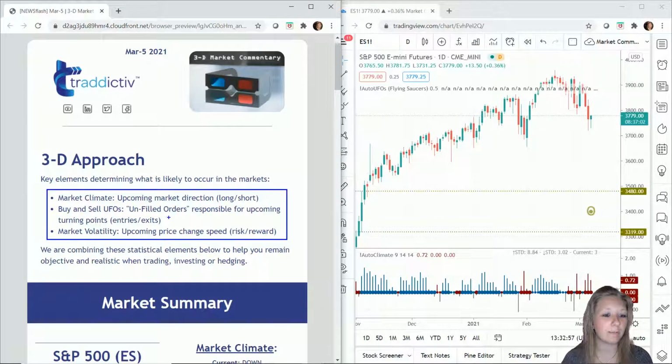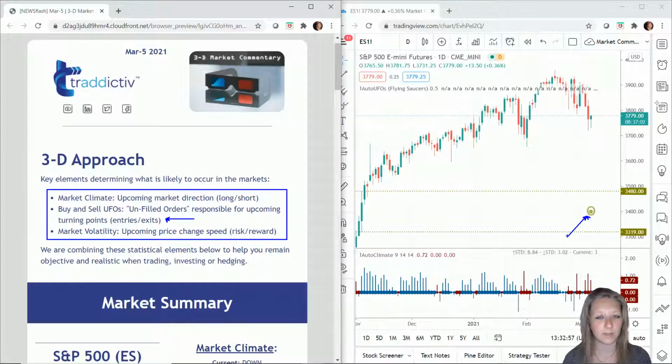We then want to look at buy and sell UFOs. UFO stands for unfilled orders. So these little flying saucers, as much as they're called UFOs because they're little flying saucers, they also are unfilled orders, meaning there will be big stacks of buy orders in the markets that would be likely to push price up, and there will be big stacks of sell orders in the markets that are likely to push price down.